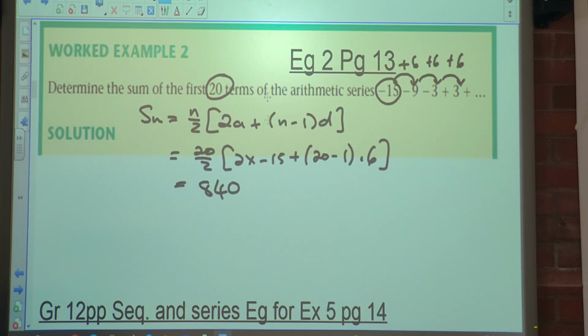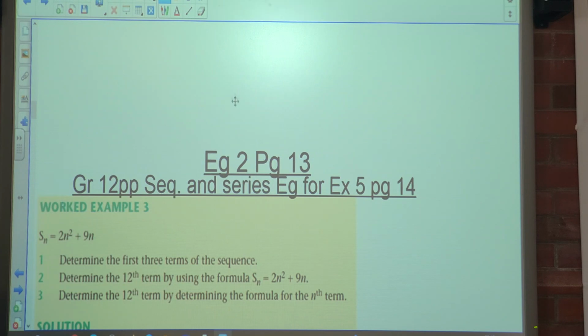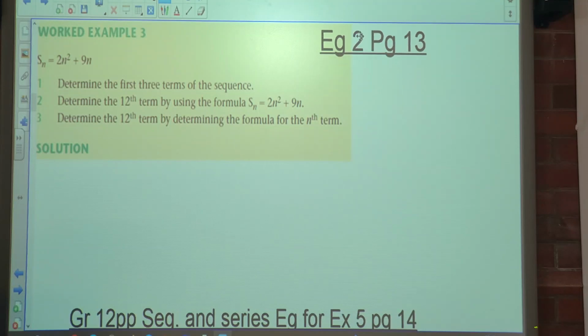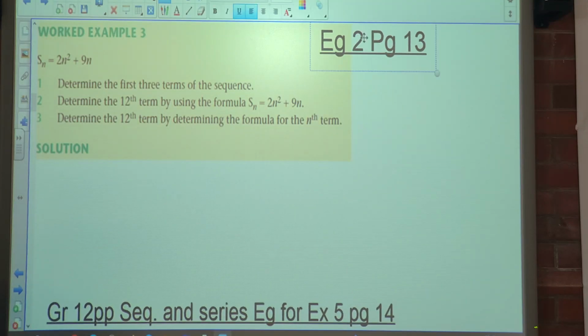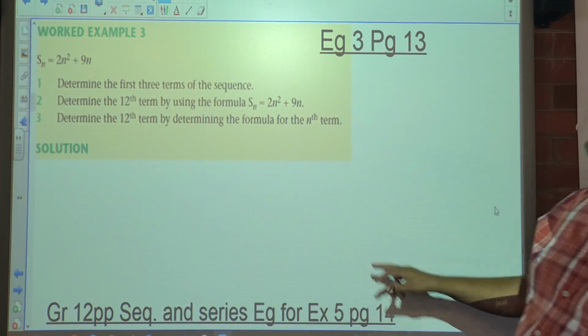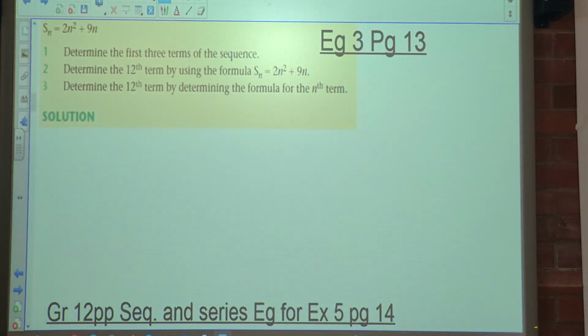Okay, let's look at the third example on page 13. So here we are told now that Sn is equal to 2n squared plus 9n. Determine the first three terms of the sequence. Okay.